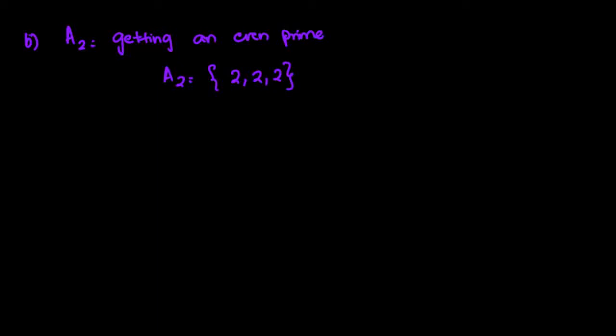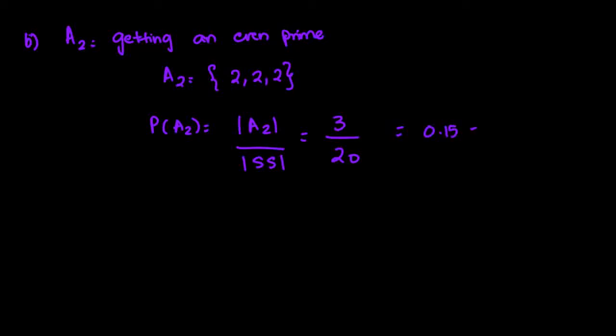Now, the second example that we did was getting an even prime. A2 was getting an even prime. Since we are doing a different problem, this has to be a subset of the actual sample space that is provided. Therefore, how many even primes did we have? We had three twos among the 20 observations. So A2 would correspond to the set 2, 2, and 2. Probability of A2 would be the cardinality of A2 divided by the cardinality of the sample space, which is 3 over 20. 3 over 20 would be 0.15 or 15%.